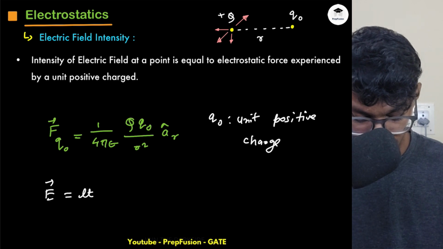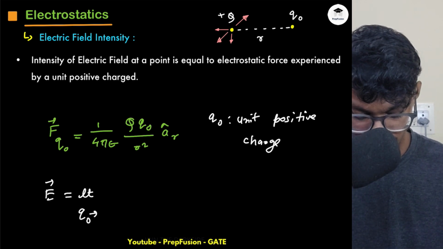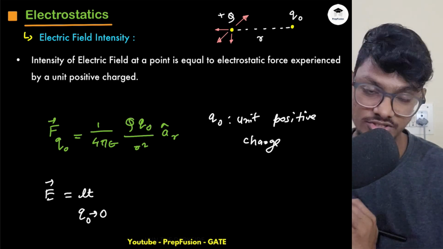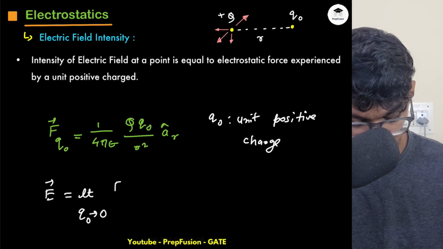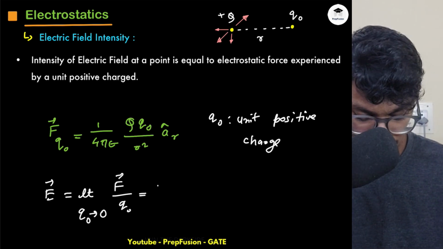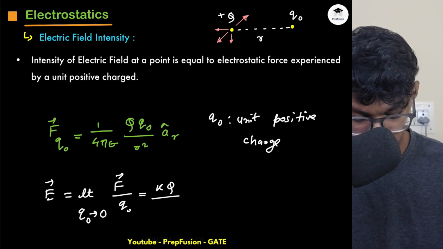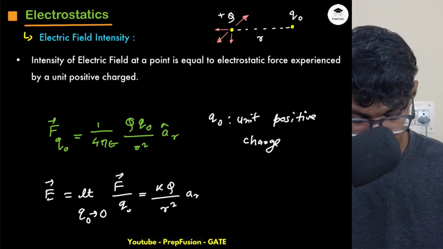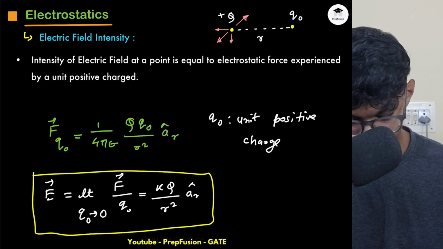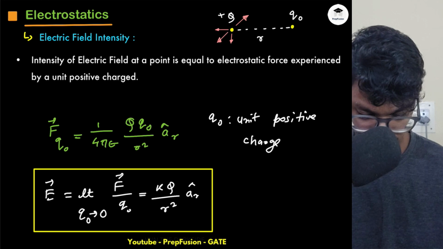Basically what I will do is take the limit as q naught tends to 0. I will put q naught tending to 0 because I will assume I have no charge. F vector divided by q naught. Simply do this. So this will be equal to K q divided by r square a r cap. So this is the expression for electric field due to a point charge, right?